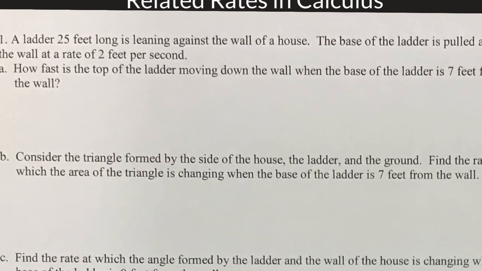Number one, a ladder 25 foot long is leaning against the wall of a house, right? So let's draw a picture of this. Chances are we're going to have what type of triangle? A right triangle. We're going to assume that the house and the ground are built perpendicular to each other. Hopefully that was the builder's intention and we're not building on a steep slope.